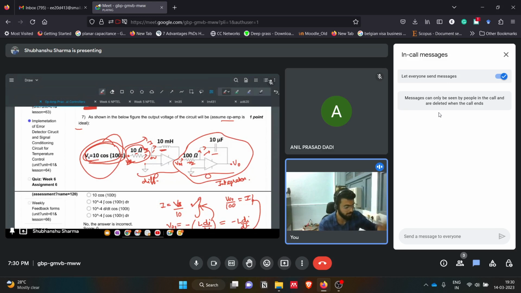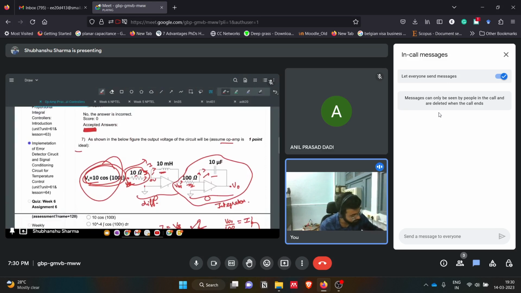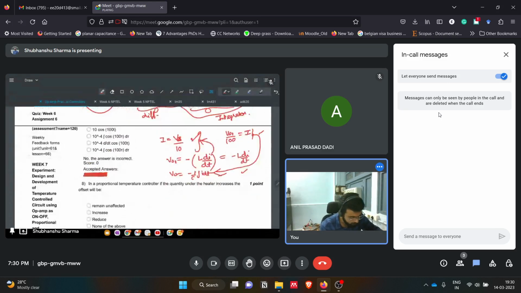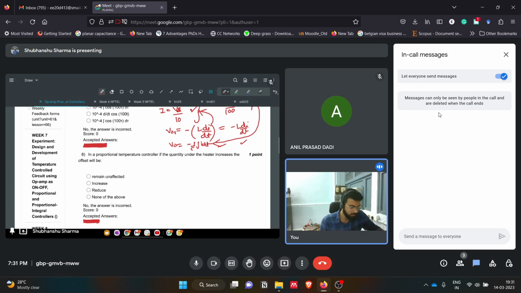So you can see that one thing here also. So based on these, the derivation and the integration action, you can solve this. Fine. Now the eighth question. In a proportional temperature controller, if the quantity under the heater increases, the offset will be. So this again you can answer as we know in the proportional controller, there's always a set offset.